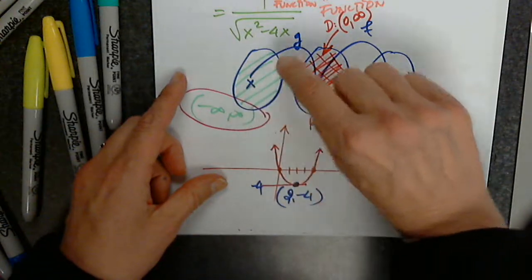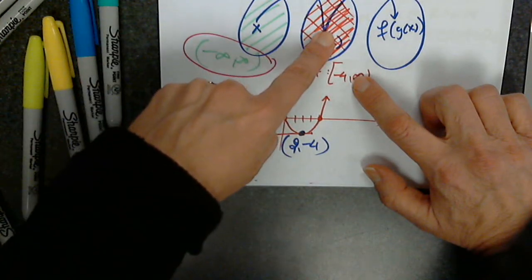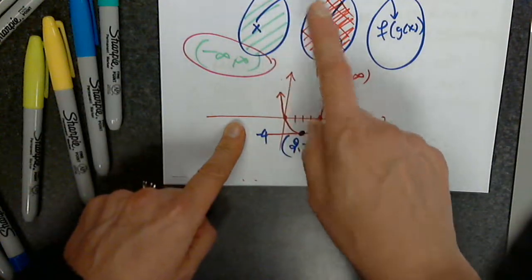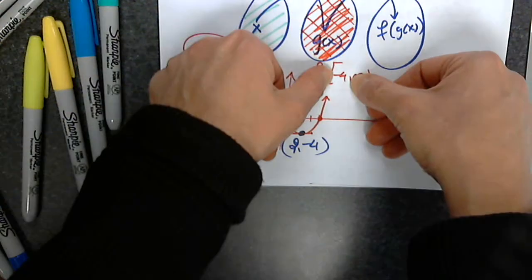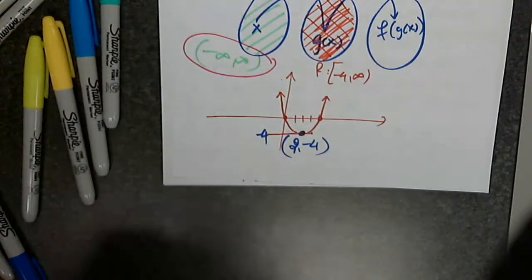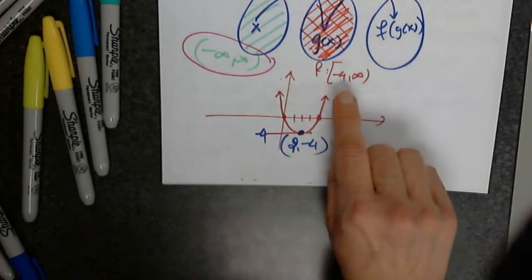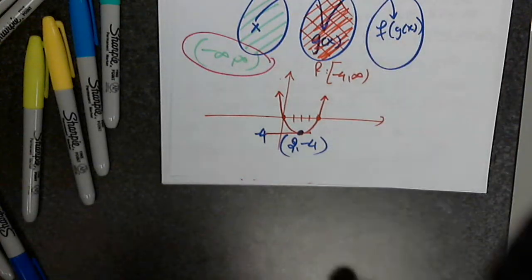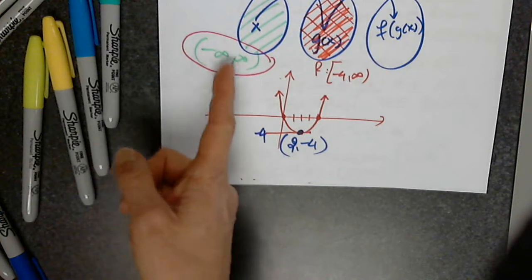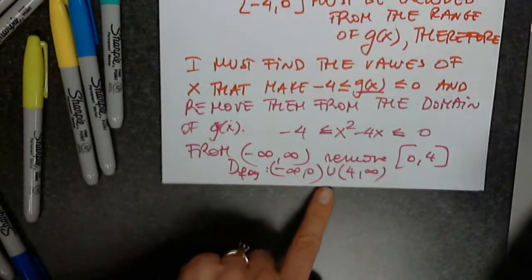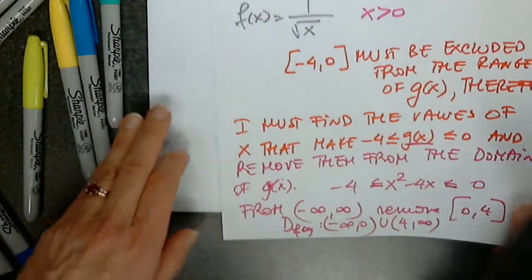But there are some values that g is applied to and returns negative 4 to 0. Those values cannot be here. Every time I have g applied to 1, the answer will be between negative 4 and 0, and I cannot apply f to it. So in order to remove negative 4 to 0, I had to remove from here 0 to 4. And now any value you apply to negative infinity to 0 union 4 to infinity will never return negative 4 to 0, will only return 0 to infinity. And now the chain is never broken. But I had to massage this one, and I massaged it by removing 0 to 4. And we can work on another problem some other time if you want.